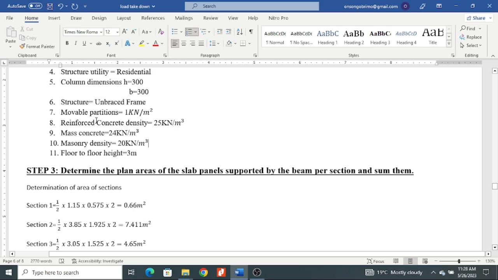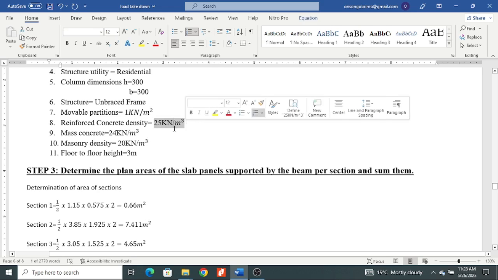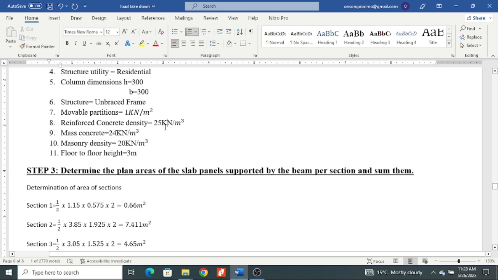Sometimes you have partitions that you can move, maybe they're made of gypsum or aluminium, and the loading can come to something thereabout. The density of my concrete is 25, but actually, you know, density of concrete is 24, but I'm using 25 because this concrete has reinforcement inside, because it is reinforced concrete. So I'm adding this 1 kilonewton per meter cubed to cater for the reinforcement that is in my concrete.